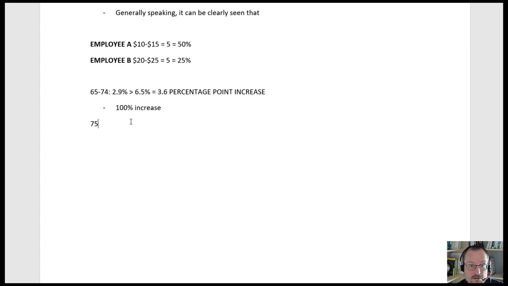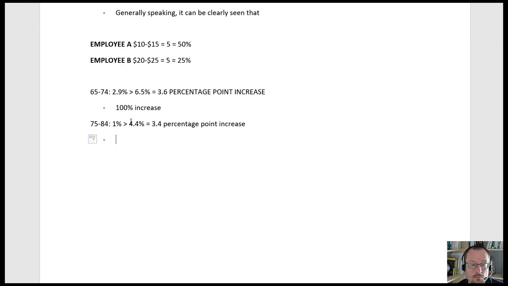Now for 75 to 84-year-olds, went from 1% of the population to 4.4% of the population, which is a 3.4 percentage point increase. Okay, again, doesn't tell us very much. It's very similar to the first group. But what is the actual percentage increase?